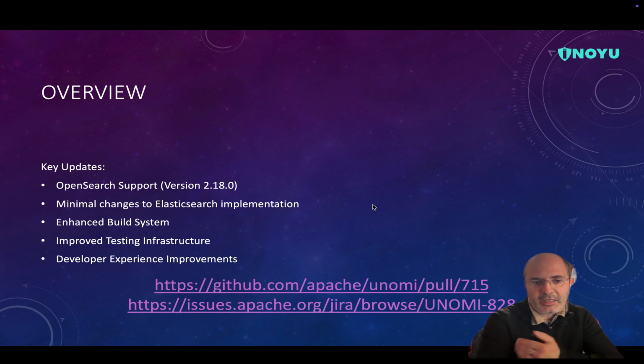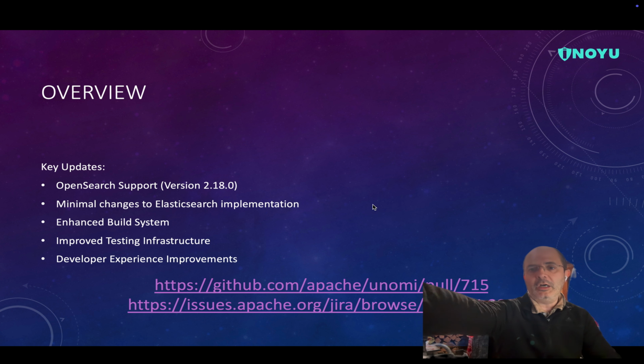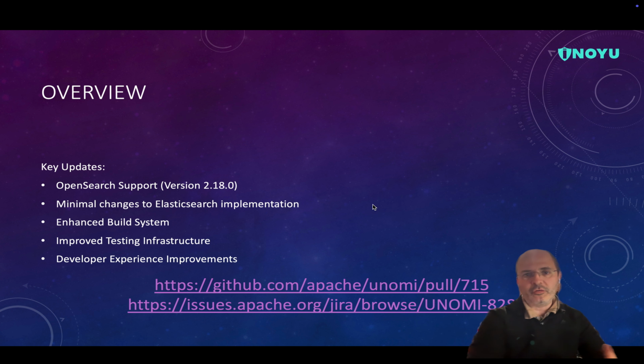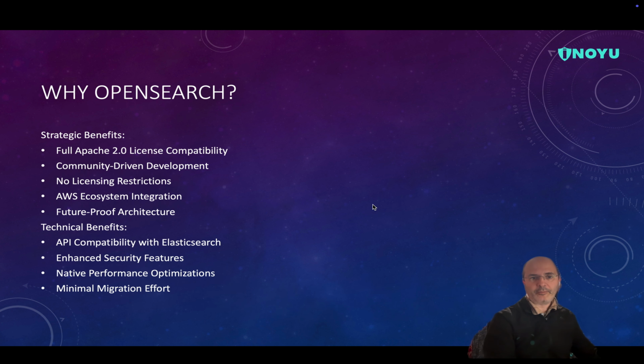But I had a few things that I had to do during the process of development because I ran into a lot of issues while I was working and I had to improve some tooling. So I will be showing you also an enhanced build system, an improved testing infrastructure, and some other developer experience improvements. I've put the link to the pull request here as well as the Unomi ticket that tracks this work. So the first question is why OpenSearch?